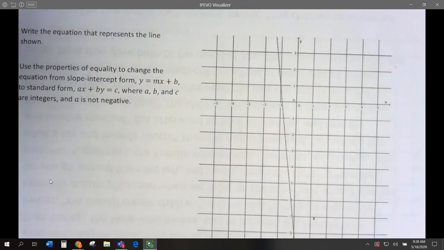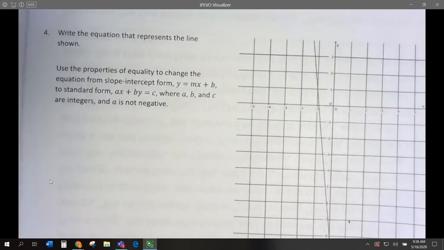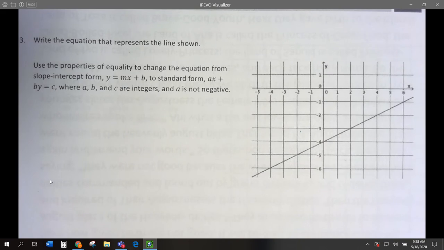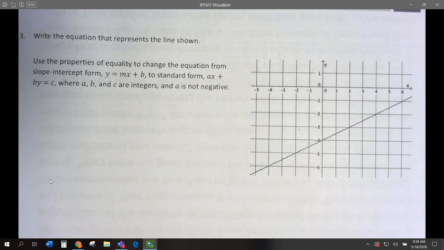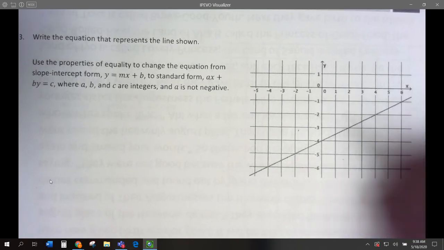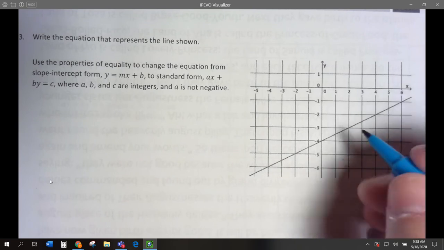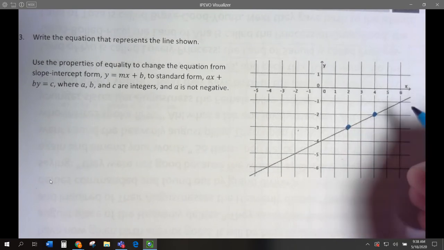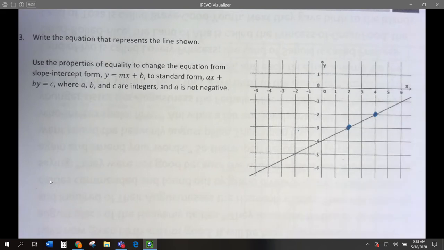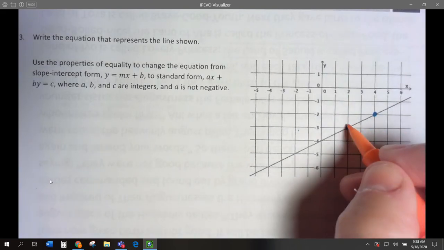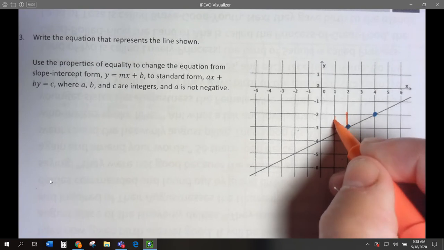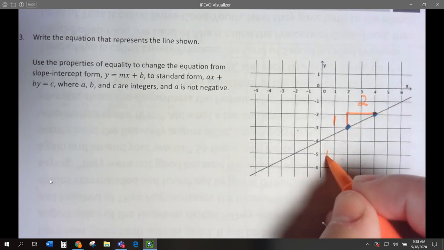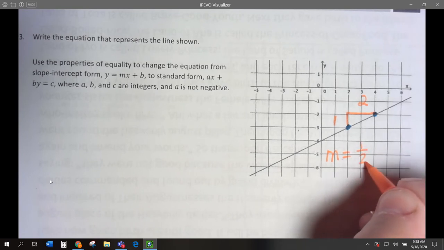Let's go on to number 3. We have to find our slope and our y-intercept first. So let's pick 2 points. I'm going to pick this point and this point. So my rise is going to be 1 and my run is going to be 2. So m is going to equal 1 over 2.